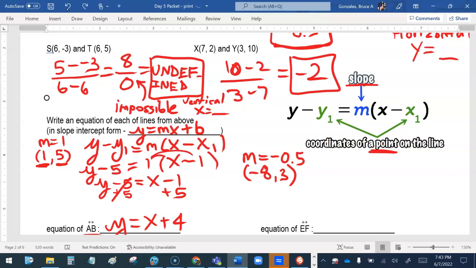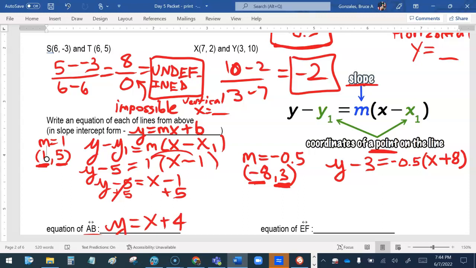So here we go, I'm just going to start writing it. y minus, now what is my y value of the point? 3. Equals, now my m, my slope, is negative 0.5. Negative 0.5, parentheses x minus x1. Now this is kind of tricky. My x value is negative 8. If I'm subtracting a negative 8, you can write it like this, minus negative 8. But usually we don't see minus a negative. That minus a negative usually turns into a plus sign. So the way you'll see it is plus 8.